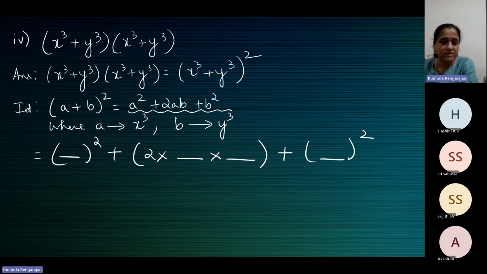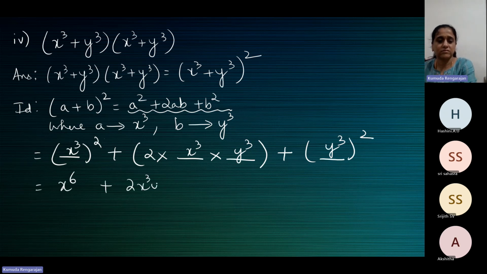So what is a? Ma'am, x cube. 2ab. Ma'am, x cube, y cube. Ma'am, y cube. Ma'am, x to the power 6 plus 2 x cube y cube plus y to the power 6. Correct. Very good. Good. Write down, all of you.